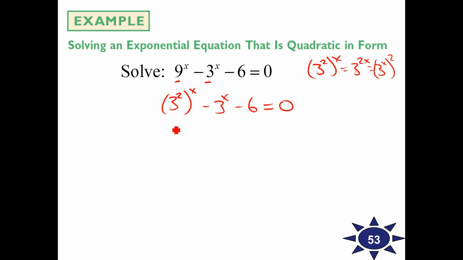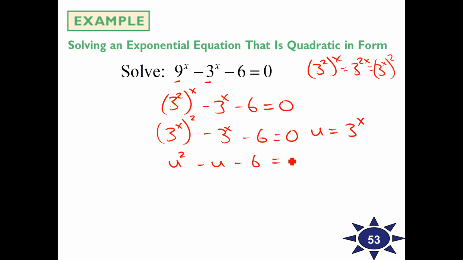So now, if we just rewrite it as 3 to the x squared minus 3 to the x minus 6. If we use a placeholder, we'll use u. U is 3 to the x. So everywhere I see a 3 to the x, I'm going to write down a u. So this is u squared minus u minus 6 equals 0 still. Let's go ahead and factor this. This is u minus 3 and u plus 2 equals 0. So u equals either 3 or negative 2.